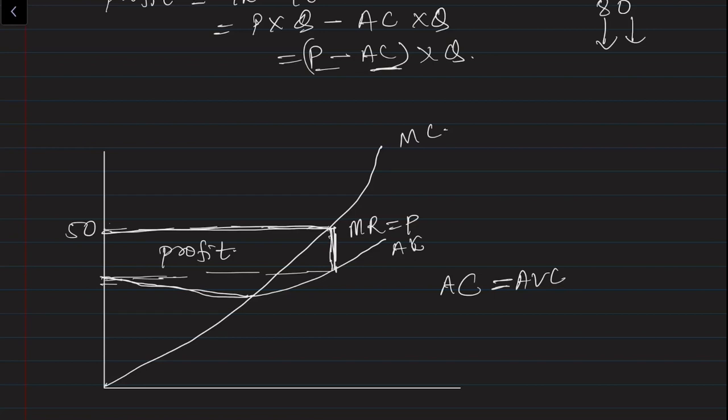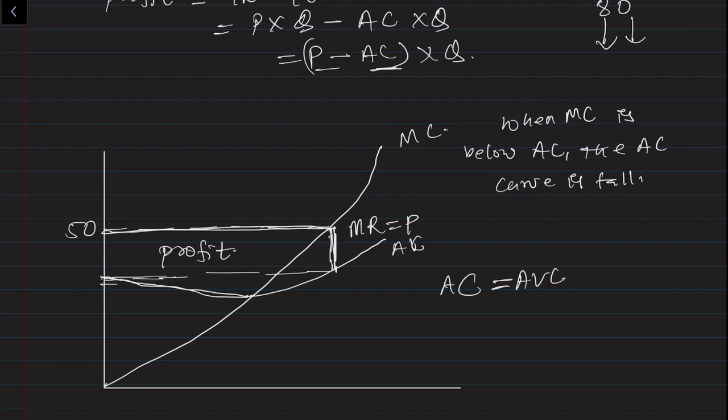And again, you can analyze from the graph that when MC is below AC, the AC curve is falling. And when MC is above AC, the AC curve is rising. And the MC curve intersects the AC curve at its minimum point.